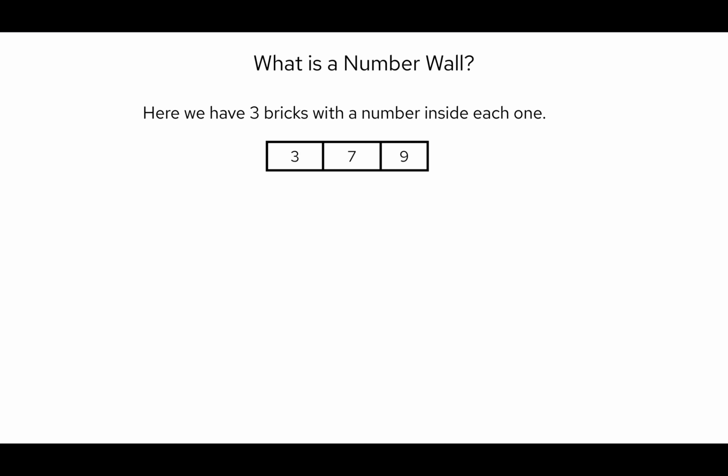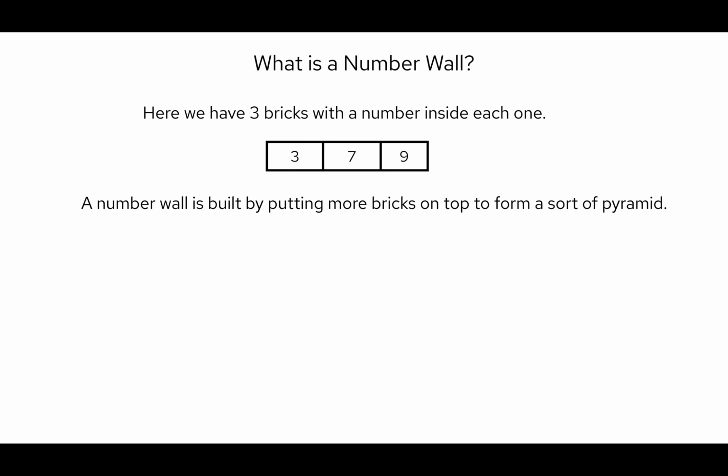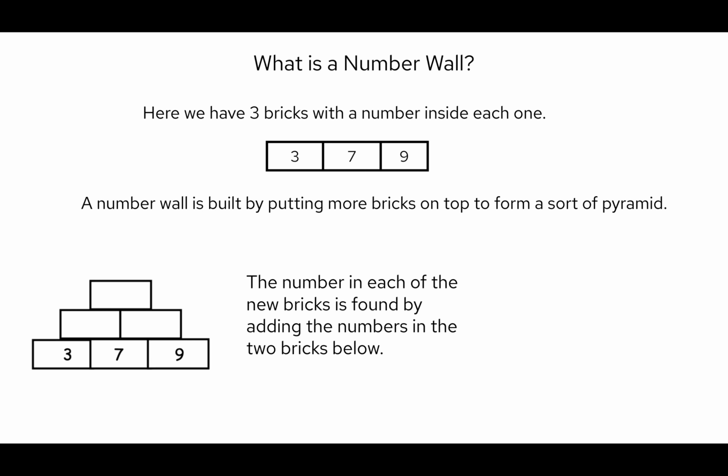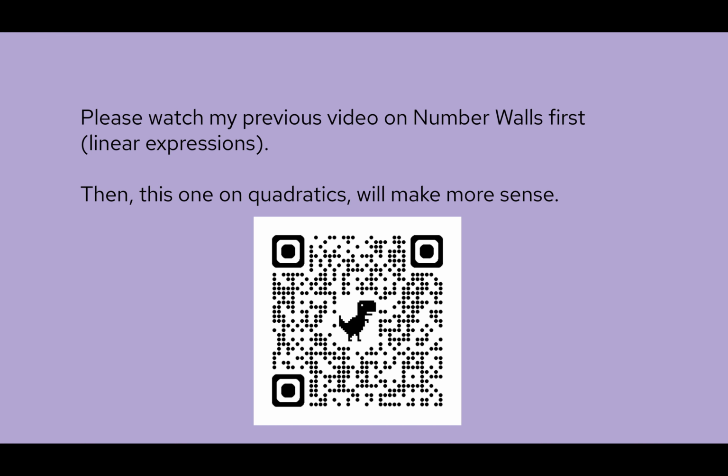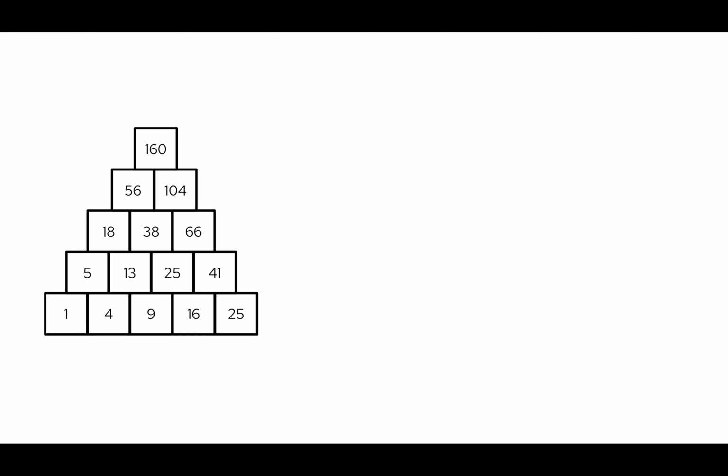Well, first of all, what is a number wall? So here we have 3 bricks with a number inside each one. A number wall is built by putting more bricks on top to form kind of like a pyramid. And here's what one would look like. Then those new bricks on top, we find those numbers by adding the bricks below. So for example, the 3 and 7 add to 10, the sum of 7 and 9 is 16, and the sum of 10 and 16 is 26. So if you haven't watched my previous video on number walls, I suggest that you watch it first because it's on linear expressions, and then this one on quadratics, which is a little more difficult, will make more sense.